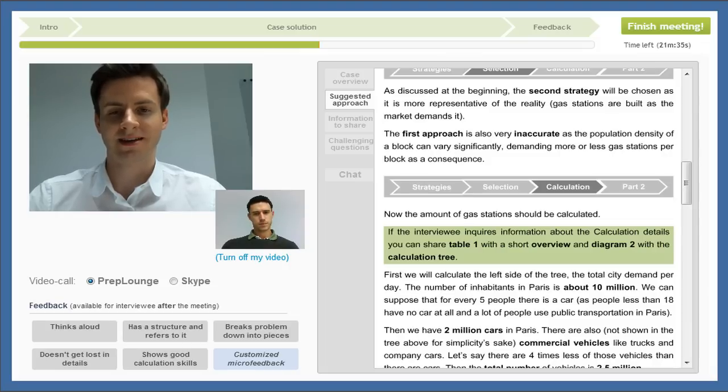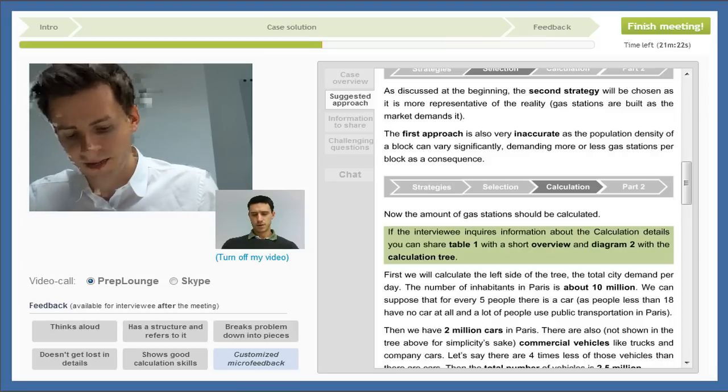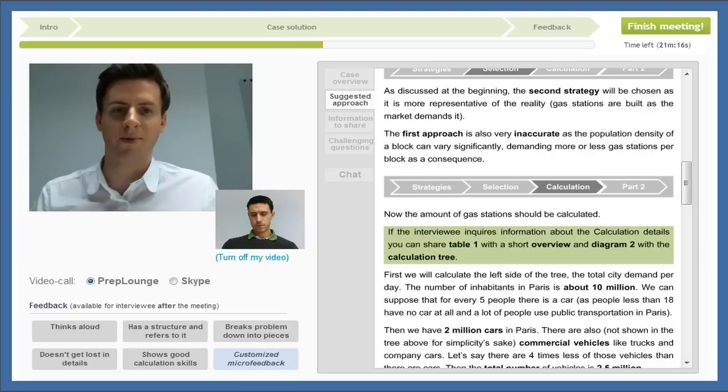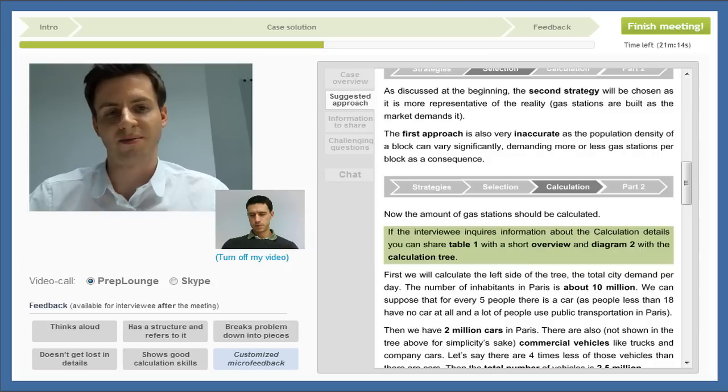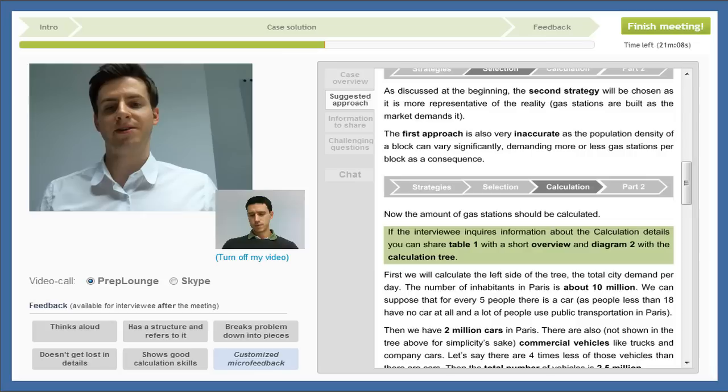Well, we know that Paris needs 22.5 million liters, and each station provides 24,000 liters. So, well, I mean, let's just say roughly about 900 gas stations. It's a bit more. But this is the amount of gas stations needed to supply Paris, and thus this is the market size we have.